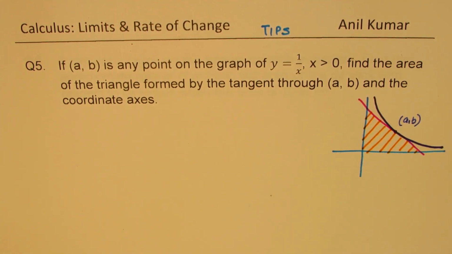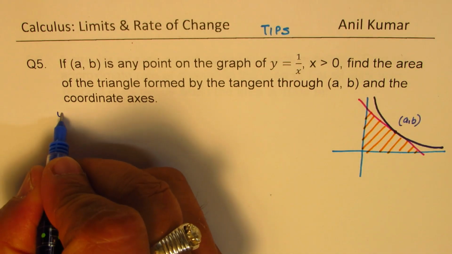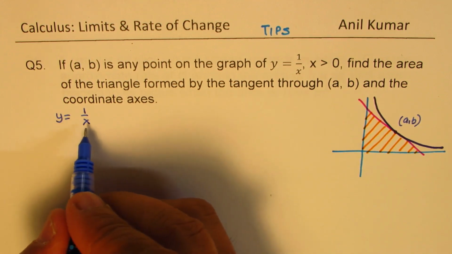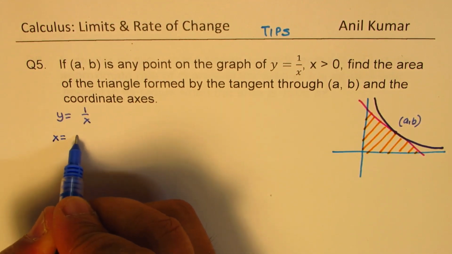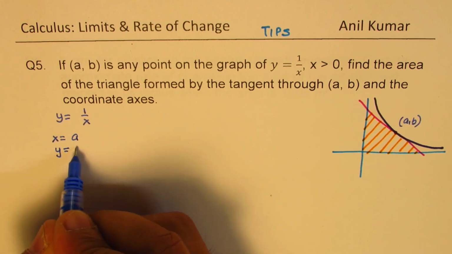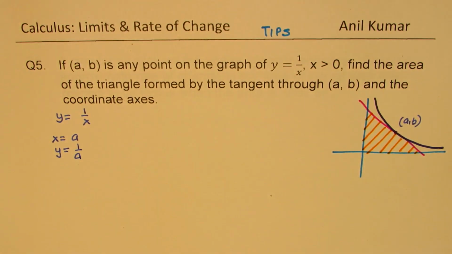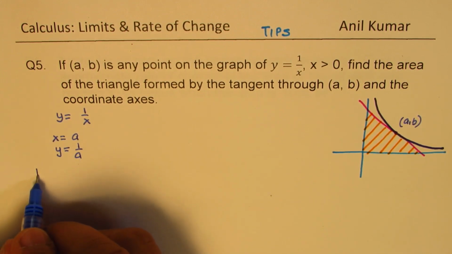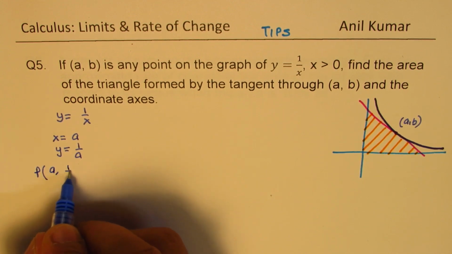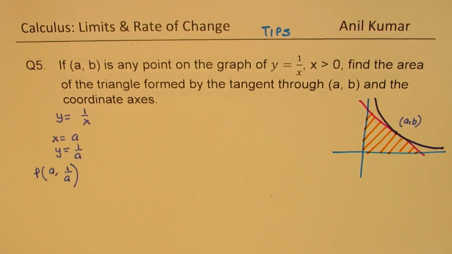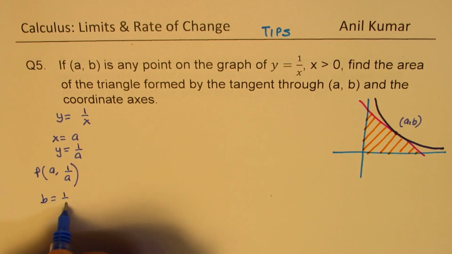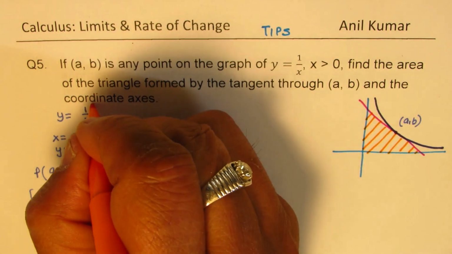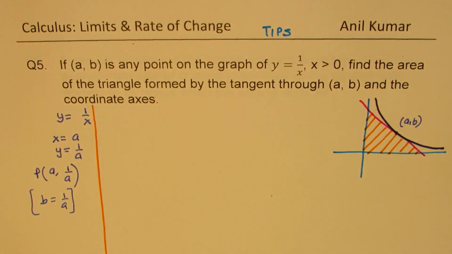Correct? Now, since we are given y equals 1 over x, then if x equals a, y equals 1 over a. That is kind of important, right? So this is key to understand. Therefore, the point P will be (a, 1 over a) for the given function. So basically, we are saying that b equals 1 over a. Is that clear to you? So keep this in mind while solving this particular question.